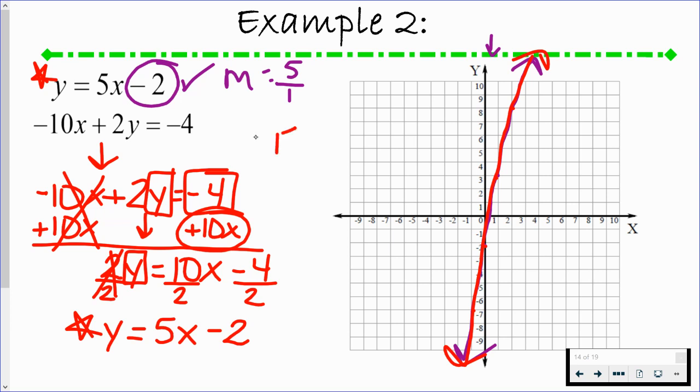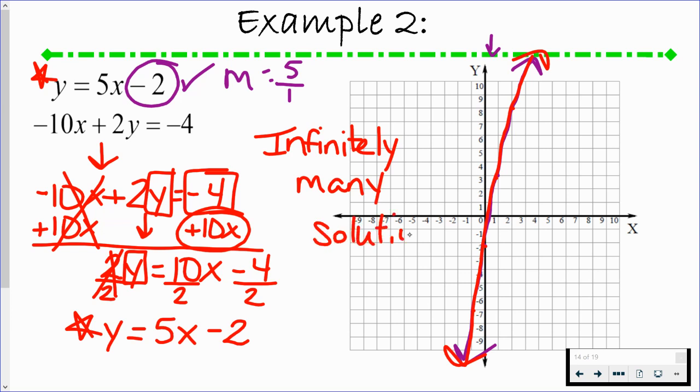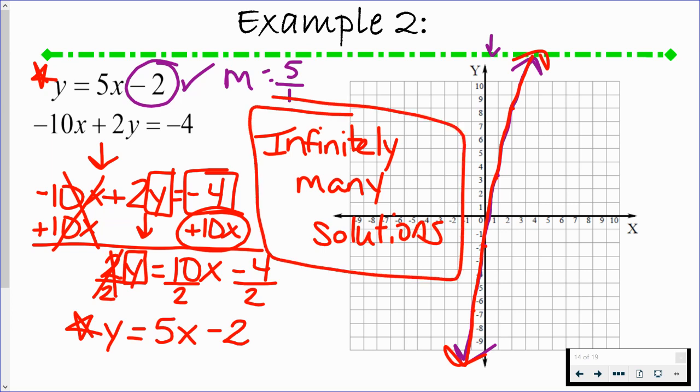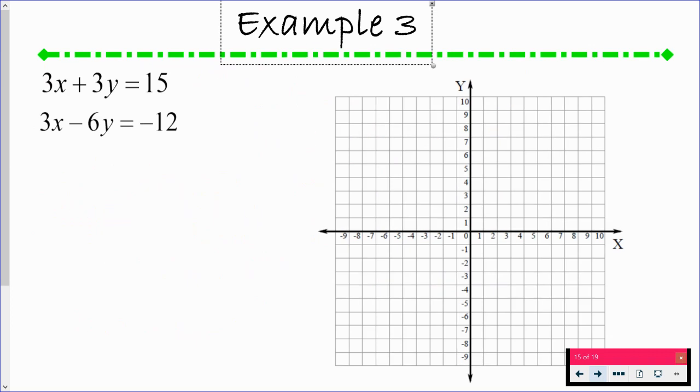So this is something that you do have to write. Infinitely many solutions. Okay. So again, same slope, same y-intercept, infinitely many solutions. Okay, let's do example 3.